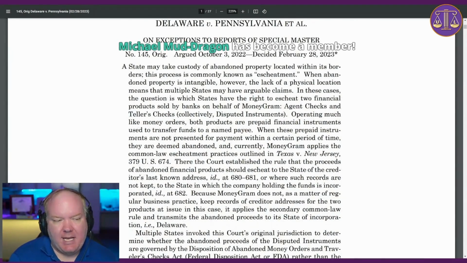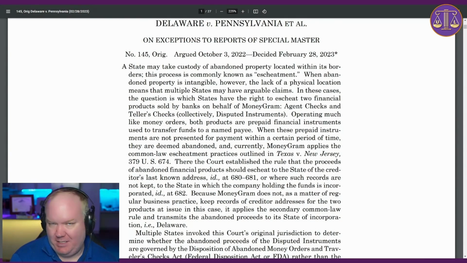A state may take custody of abandoned property located within its border. This is known as escheatment. When abandoned property is intangible, however, the lack of physical location means multiple states may have claims. If you're abandoning physical property, you leave your car on the side of the road for a long period of time or whatever it is, however you determine abandonment, or for that matter, abandon real property, you just leave your house. Maybe it's been abandoned, right? At some point, through some mechanism, the state says, yoink, my property. But if it's not physical, what do you do?